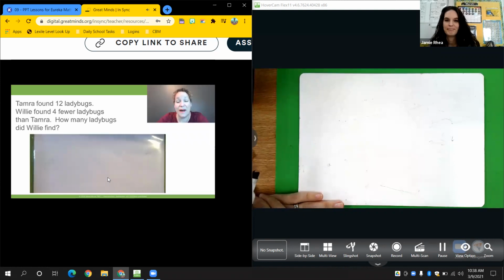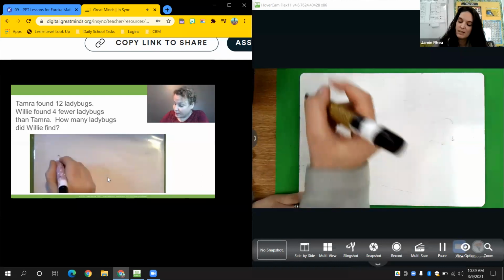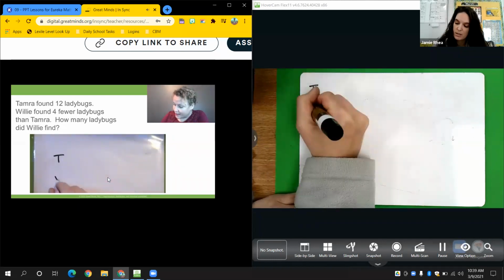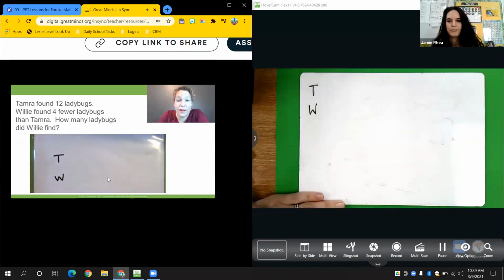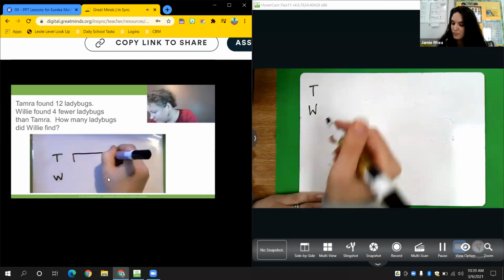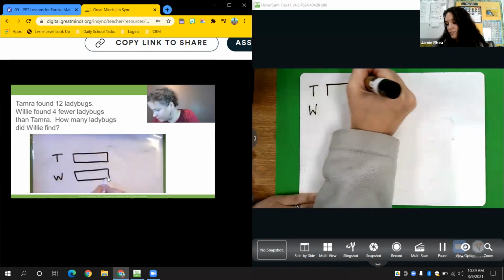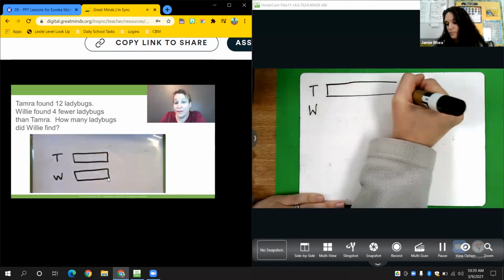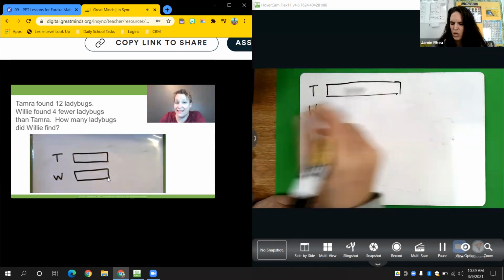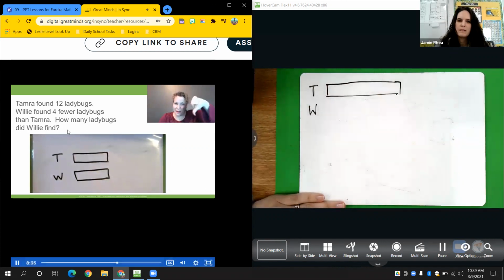We're solving for the amount of ladybugs Willie found based on a comparison between his ladybugs and Tamara's ladybugs. Tamara and Willie are the characters in our story. Let's start there. Let's write T for Tamara and W for Willie. Because we're comparing, we're going to draw a double tape diagram. Let's start with 2 tapes. Is it true that they found the same number of ladybugs? No. Give me a thumbs up if yes, thumbs down if no.